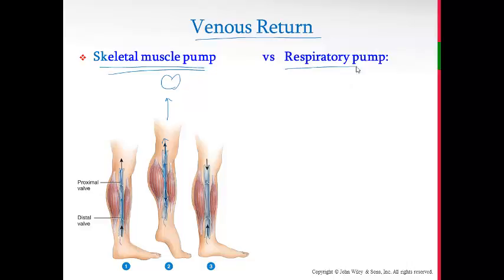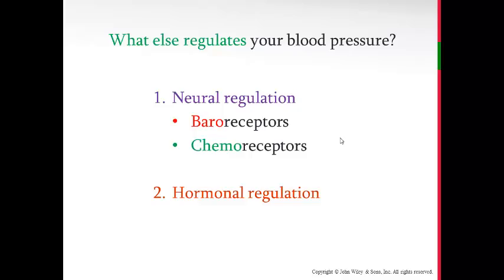Also, the respiratory pump is related to our muscle that is very important for breathing, our diaphragm. When we are inhaling as well as exhaling, our diaphragm is moving, and that will help push some of the blood back from the veins all the way back to the heart as well. Now let's take a look at what else would regulate your blood pressure.